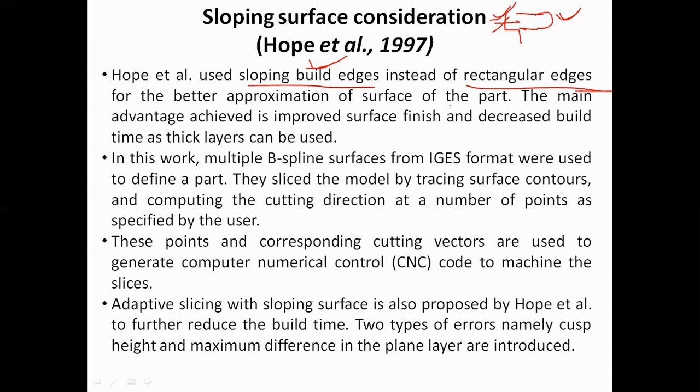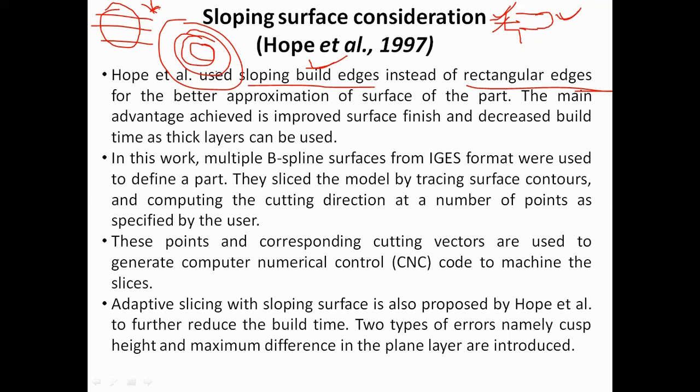He used multiple B-spline surfaces from IGS format in order to define a part. Then they sliced the model by tracing the surface contours and computing the cutting direction as the number of points specified by the user. Like if you have a sphere like this and you cut that into sections, what you will observe from this view will be a circle, a bigger circle, then maybe a smaller circle.